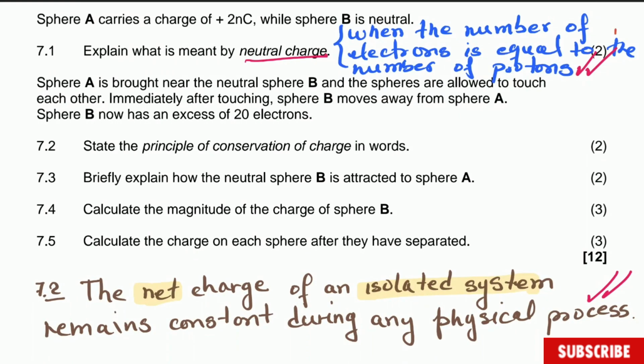Okay, now question 7.3: briefly explain how the neutral sphere B is attracted to sphere A. Now this one is important to note here. This is happening before they touch. They are attracted to each other before touching.